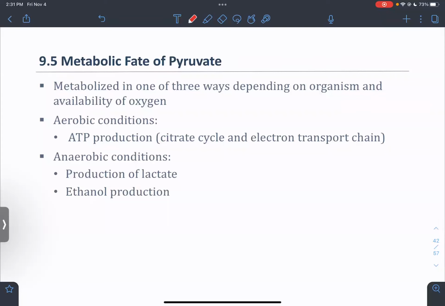All right, so when we finish glycolysis, what do we have? We have 2 molecules of pyruvate. So what's going to happen to that pyruvate? Well, it depends. It depends on the organism, and it depends on how much oxygen is available. If there is no oxygen available, right, we're going to go through anaerobic. If we have oxygen, we're going to go through aerobic.